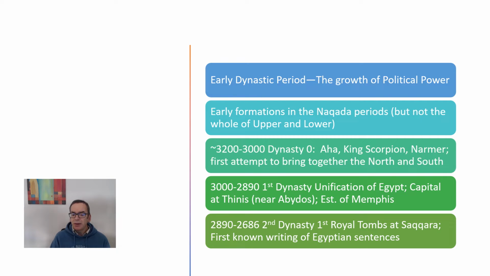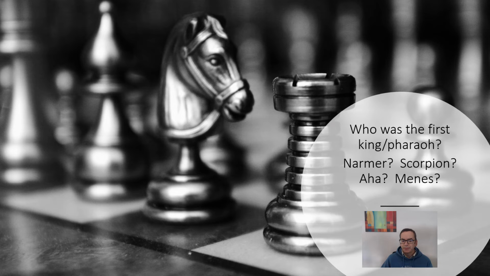But they are the kings that started to bring the north and south, so Upper Egypt, the south, and Lower Egypt, the north, together as one single country. And then around 3000 BC, you have the first dynasty. And this is when you find the real unification of Egypt. So we've got a capital of the country, and then as this progresses, you see royal tombs getting bigger and bigger, and then you see the first known examples of writing.